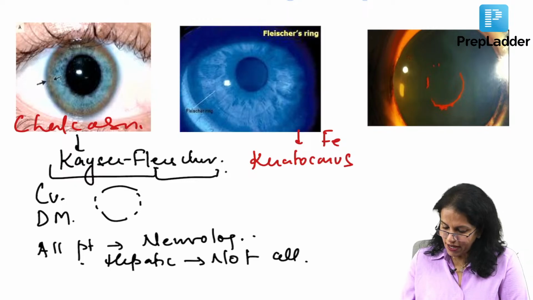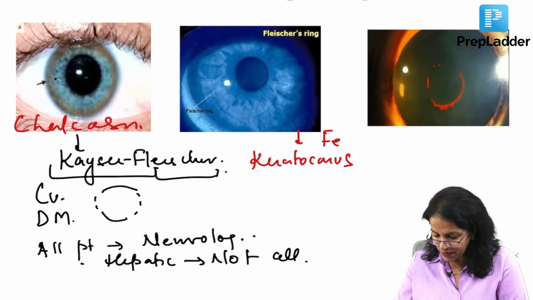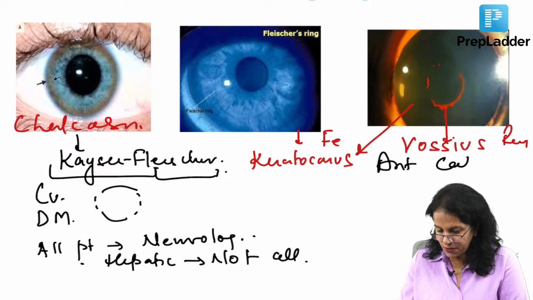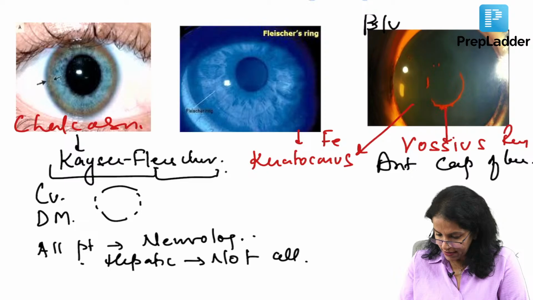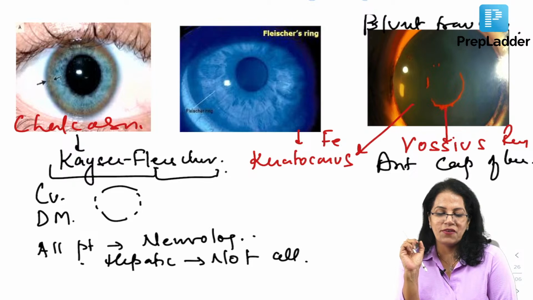Okay. We come to the third ring. We all know it's very simple. We are talking about the imprint of iris pigment, which is Vossius ring. Where is it found? On the anterior capsule of the lens. Right? It is seen in blunt trauma. These are the important points. So, if they give you this clinical picture, I hope you will be very, very clear.